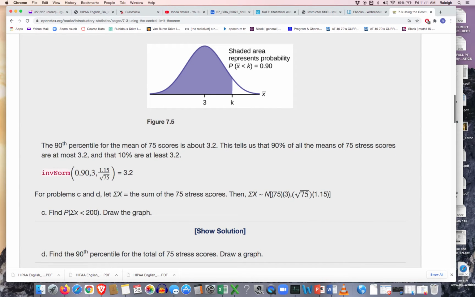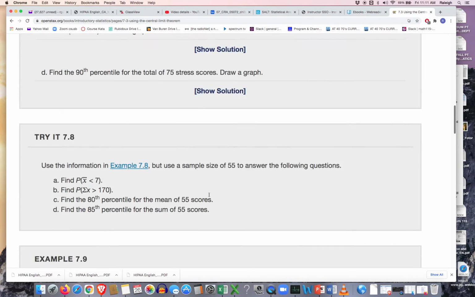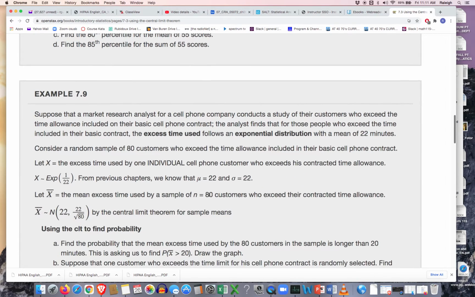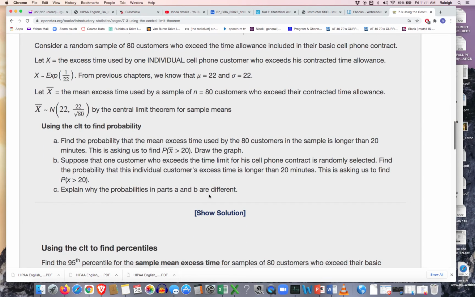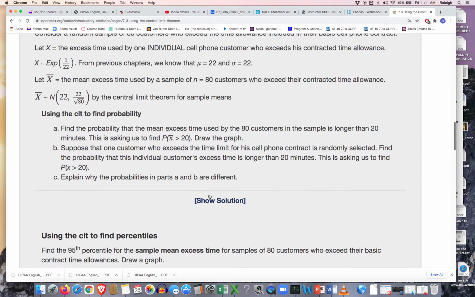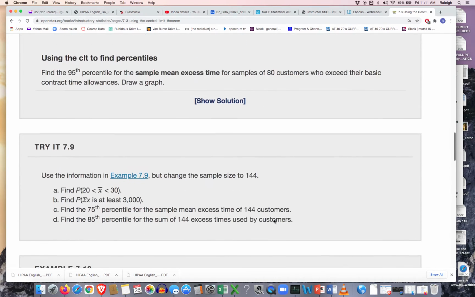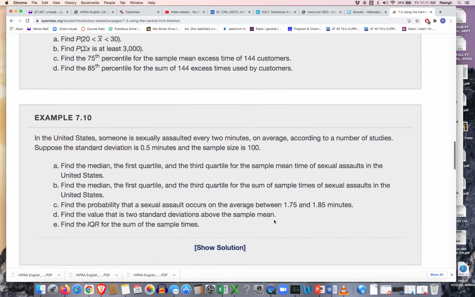Okay, so for the next ones, we are looking at the sum of the stress scores. I'm not interested in those. Let's please skip anything that says sum on it. Just not interested. Also, example 7.9 depended on the exponential distribution, which we did cover, but I elect not to worry about that here. We've got bigger fish to fry right now, so I'm not going to go there, but you feel free to skim through that.